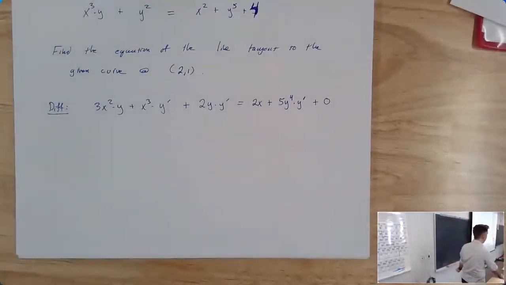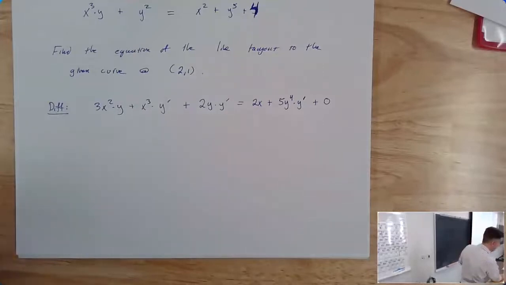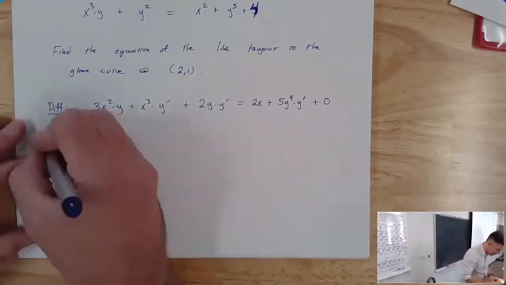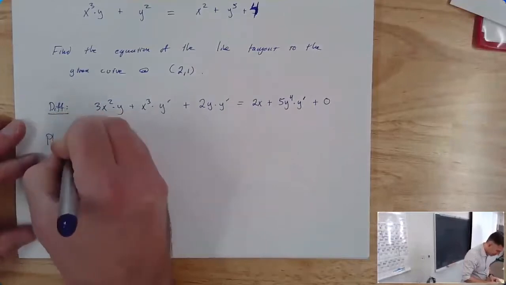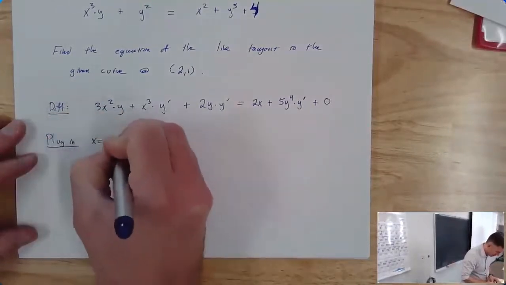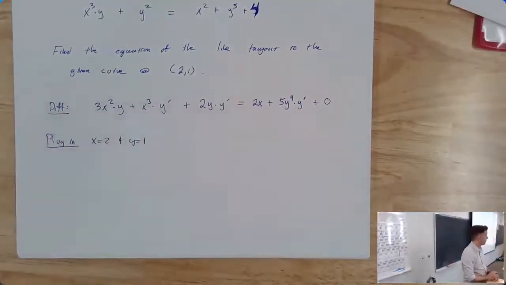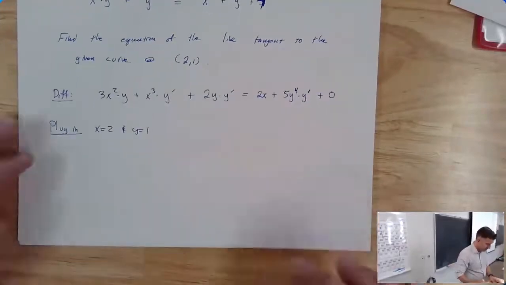So now, instead of doing all the algebra to solve for y prime, they didn't ask us to find y prime in general as a function of x and y. They just asked us to find the equation of the tangent line at one particular point. So now is the moment to plug in x equal to 2 and y equal to 1. It's going to be easier to find all this stuff. So if we plug in that, let's see what we get.